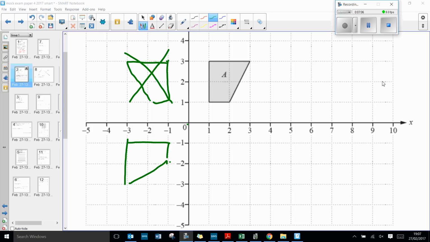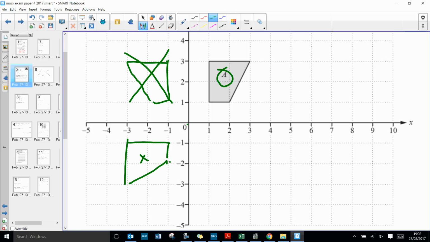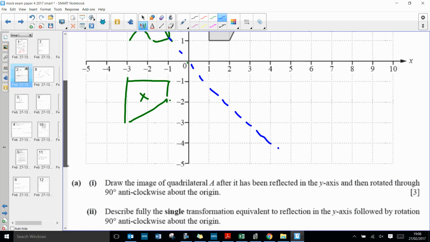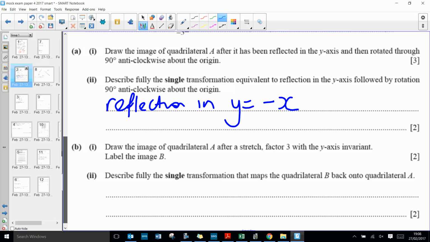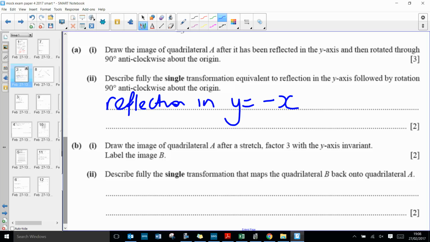Right, okay, so we're trying to describe how they've gone from this shape here directly to this shape here. Well, I'm hoping that you can see it's a reflection in this line. Okay, so we need to describe that. So it's a reflection in the line y equals negative x.